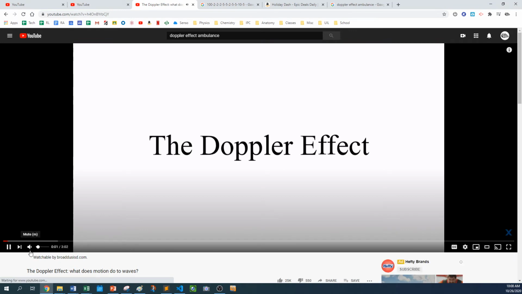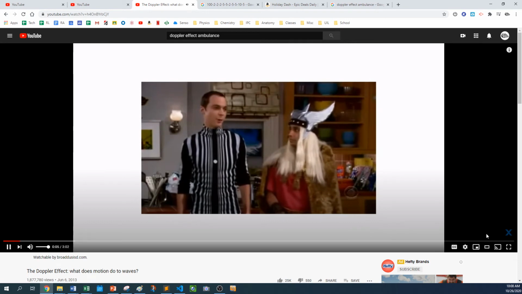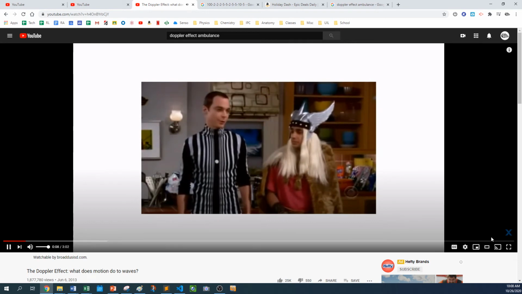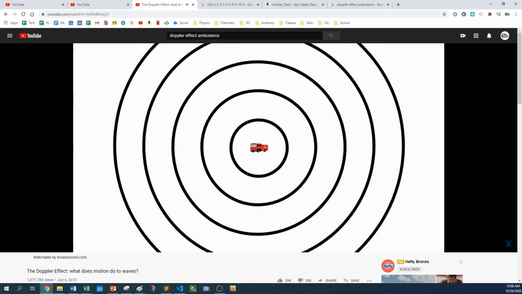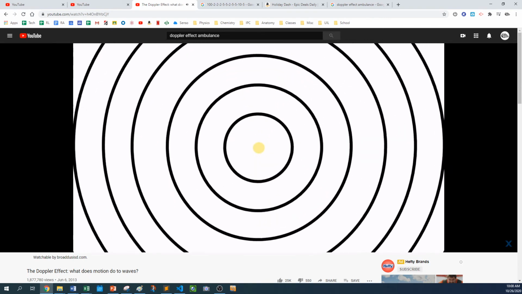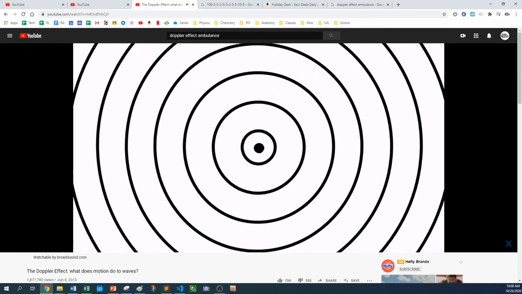The Doppler effect. In Sheldon's words, it's the apparent change in the frequency of a wave caused by relative motion between the source of the wave and the observer. The Doppler effect is perhaps best explained visually. So here's a thing that is emitting waves. It could be a fire truck emitting sound, it could be a star emitting light, it could be a duck creating ripples on a pond. Those are all waves, and they all look something like this.